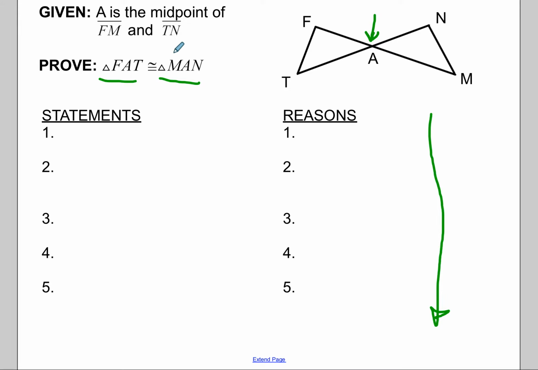Obviously, we talked about what A being the midpoint looks like, and we're trying to prove that this triangle right here, that triangle right there, is congruent to this triangle right here, to that triangle. All right, that is what we're trying to prove. So what does it mean that these two triangles are congruent?